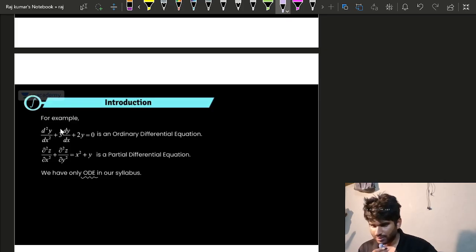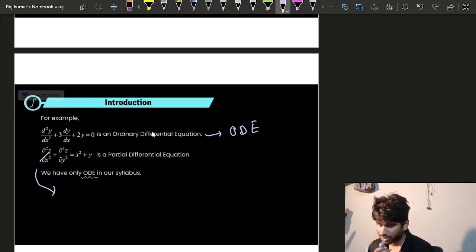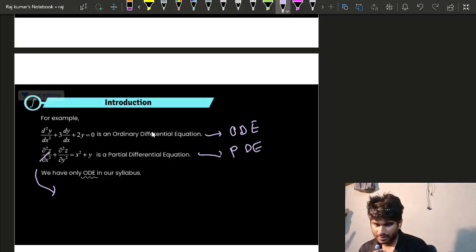If I write it in dy by dx format, this is an ODE, an ordinary differential equation, with respect to dy by dx. But when they apply this delta here, it is not in our syllabus. Let me show you the difference. This is the partial differential equation, PDE.